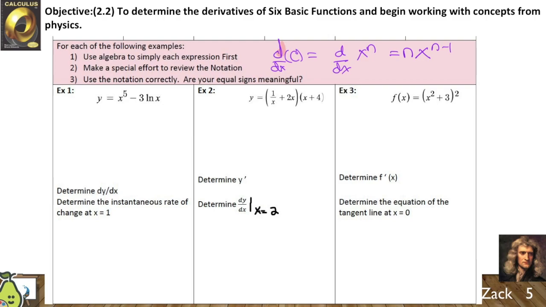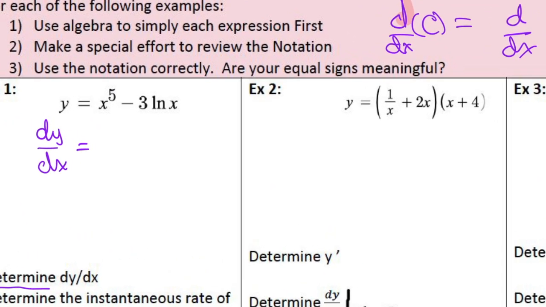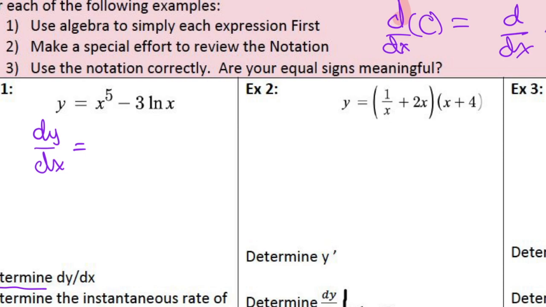If I'm looking at question 1, the directions say determine dy dx. The derivative of y with respect to x is going to be equal to... Now it's time to apply that power rule. Notice I have x to the 5th power. Well, drop the 5 in front. You're left with x to the 5 minus 1, which is 4, minus, oh no.